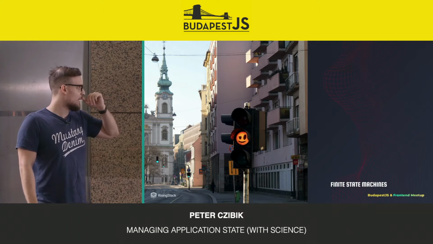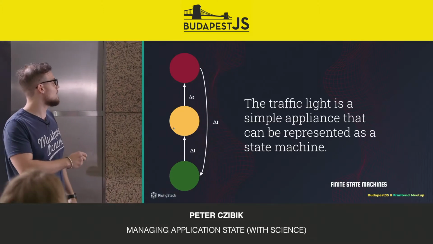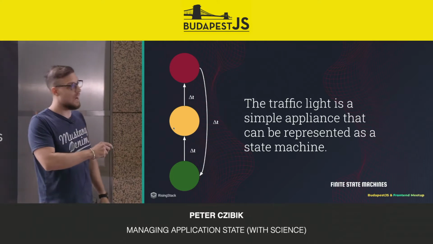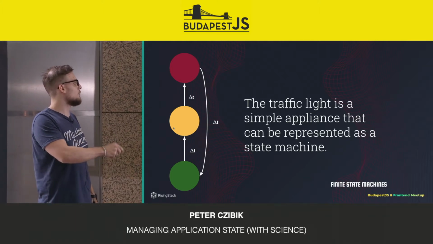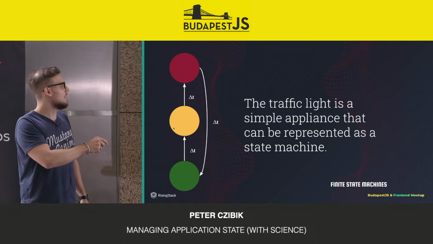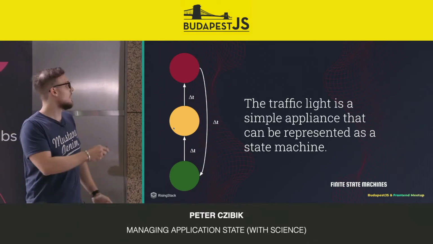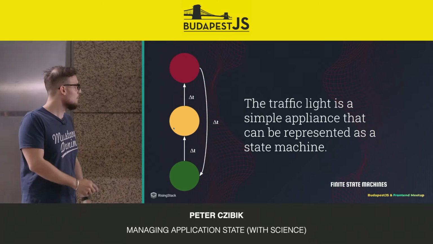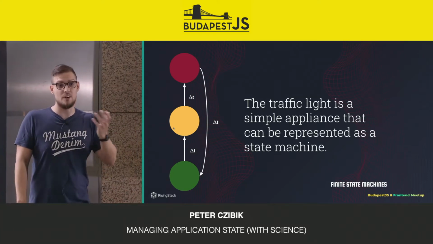To illustrate, I think the best thing I can give you is a traffic light. In a traffic light, you can start from any state, but we start with the state that is red, and then there is a transition from red to green, from green to yellow, and from yellow to red. And these transitions are triggered by timers. So time passes, it goes from yellow to red, and so on. The traffic light is actually a very simple appliance that can be represented with a finite state machine.